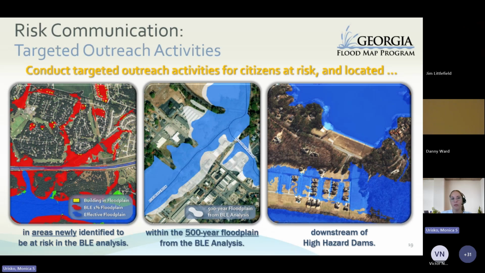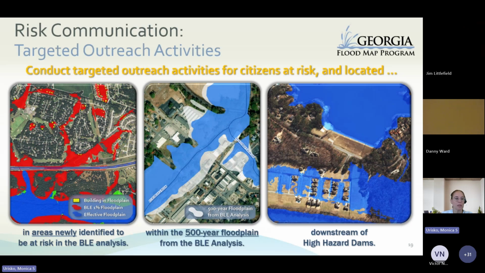All right, so this BLE is also great if you want to do some targeted outreach activities. You want to communicate the risk, and sometimes it's difficult to know who do I go talk to, who do I call, who do I send a letter. So we're going to be showing areas of newly identified risk.